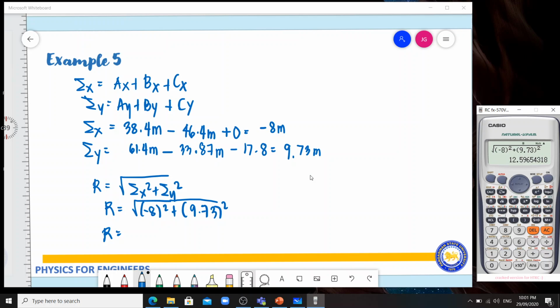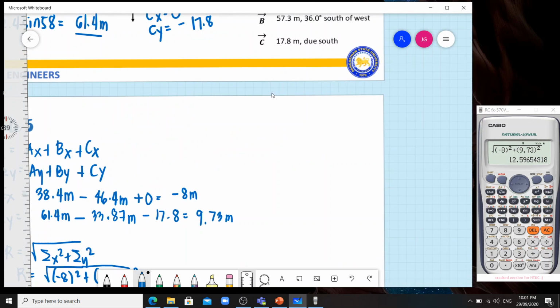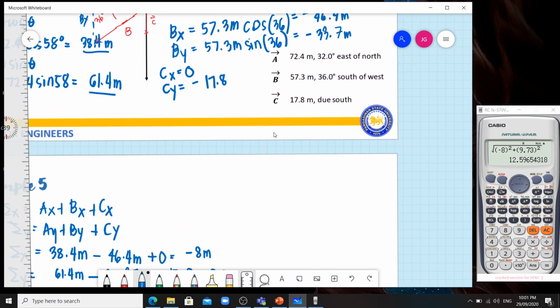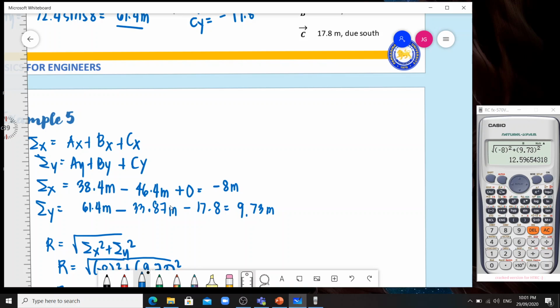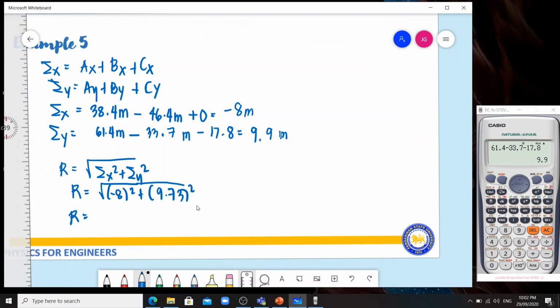Tama ba? Oo. Bakit tayo nag 2 decimal places? 33.7 lang pala to, mali. Ano ba yan? 33.7. So, ulitin natin. Mali. 61.4 minus 33.7 minus 17.8. Yan. Dapat ay 9.9. Ano ba yan, si ma'am? 9.9 meters. Tapos ito, ito ay negative 8 meters. So, dapat dito hindi 9.73, 9.9.